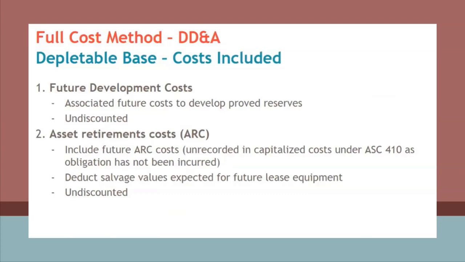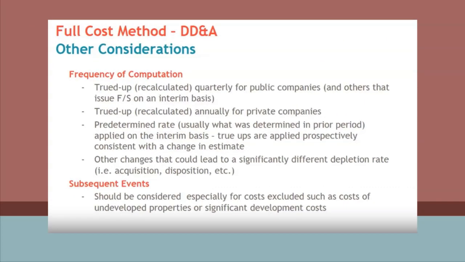Okay, other considerations. So y'all can read up on these. But essentially what it's saying is the frequency of the computation, again, is quarterly for public companies and then annually for private companies. But if there's a big change that happens, the expense needs to be trued up. Subsequent events should be considered, especially for costs excluded, such as costs of undeveloped properties or significant development costs. So you want to consider that. Any significant subsequent events, you want to consider how that would affect your depletion and impairment.